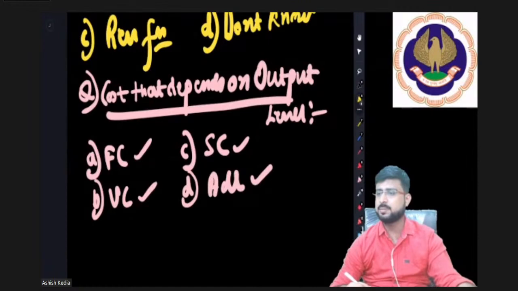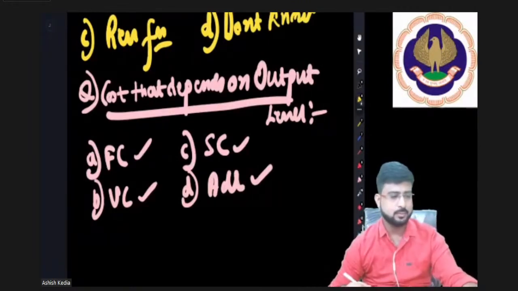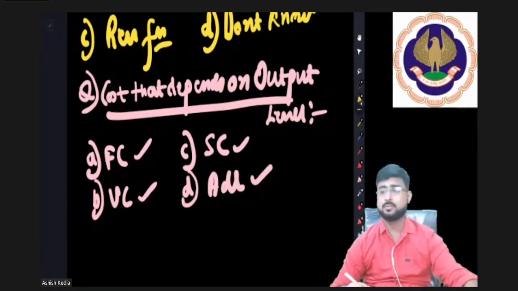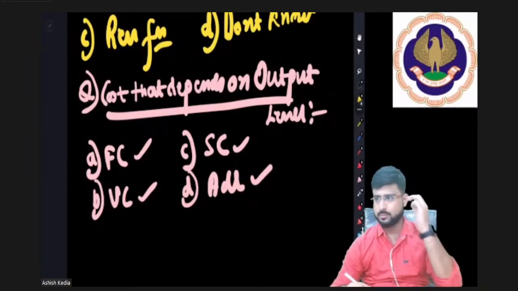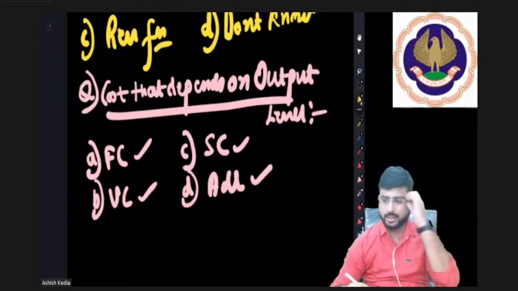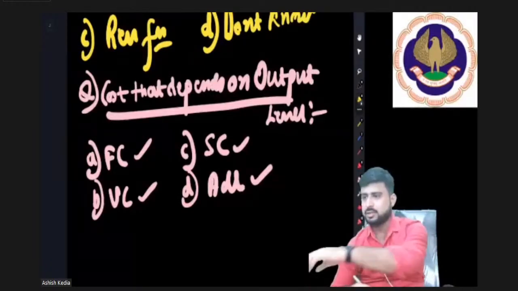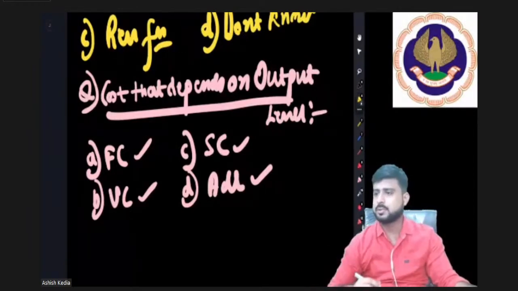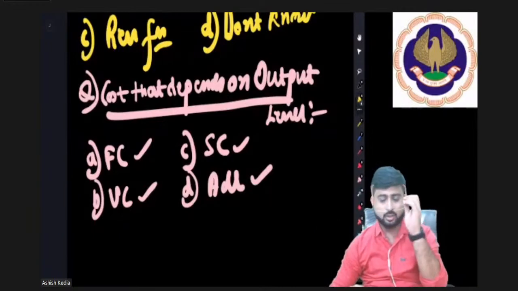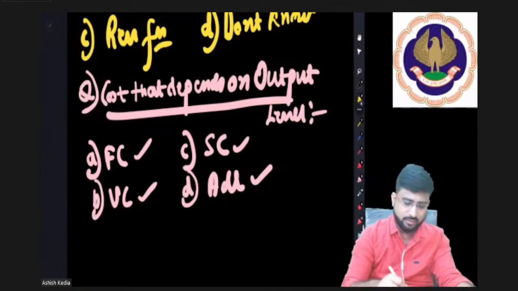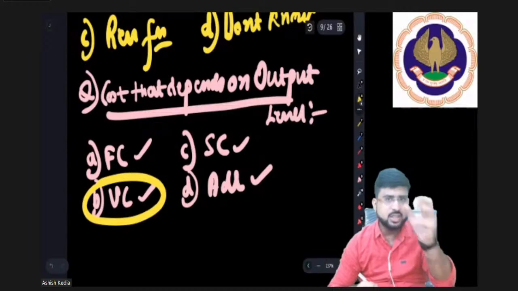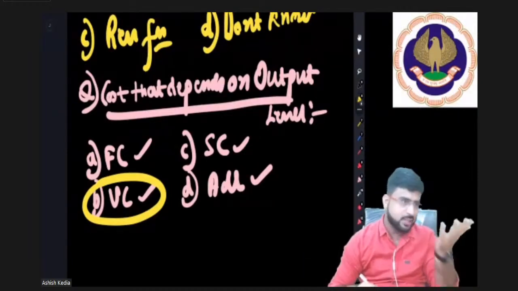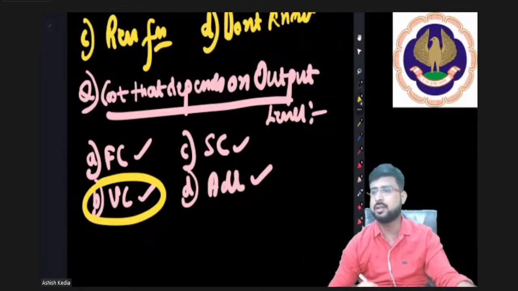Yes, Khushdeep. Correct. You all are absolutely correct. Very good. The cost that depends on output level is the variable cost, friends. Fixed cost doesn't depend on output level. It will be incurred whether you produce anything or not produce anything. So how can it be fixed cost?